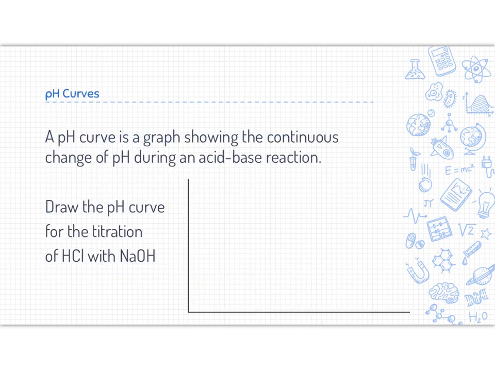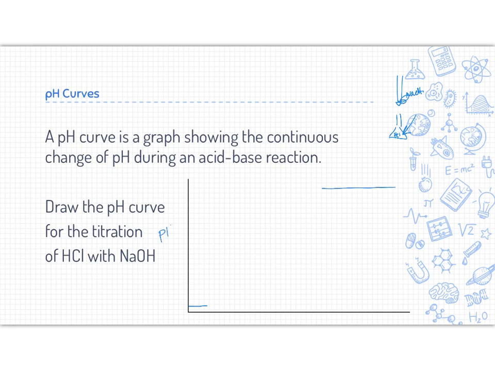A pH curve is a graph showing the continuous change of pH during an acid-base reaction. So let's draw the pH curve for the titration of HCl with NaOH. Remember, the pH is measured in our sample. So the titration of HCl with NaOH means that we are going to start with a low pH because we're measuring just an acid, and we're going to end with a high pH.